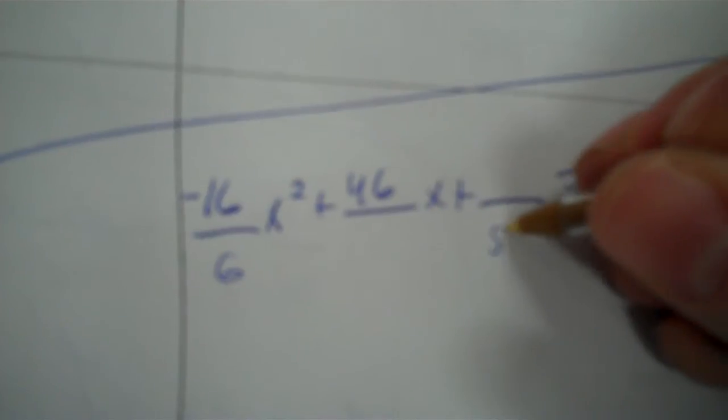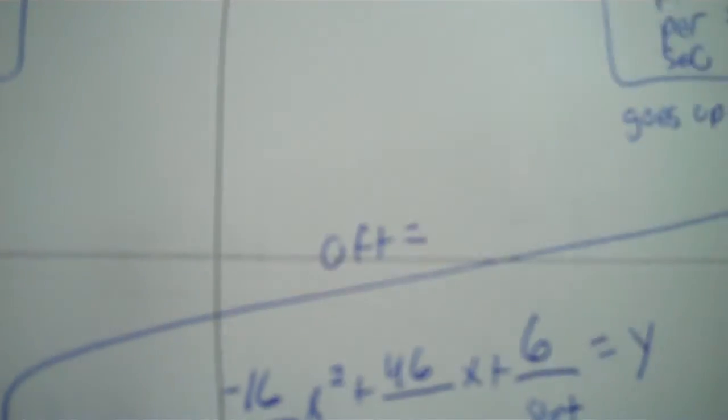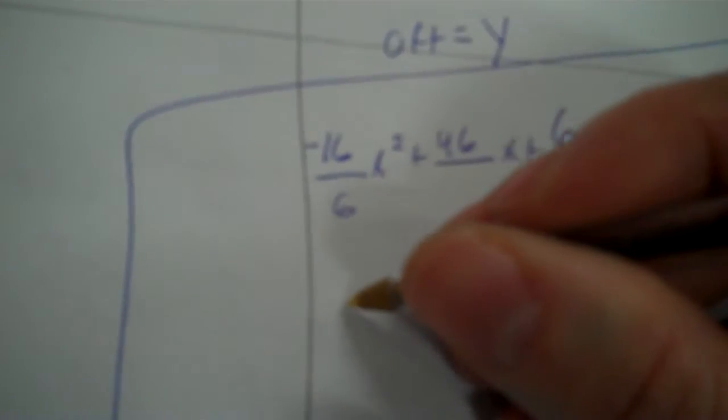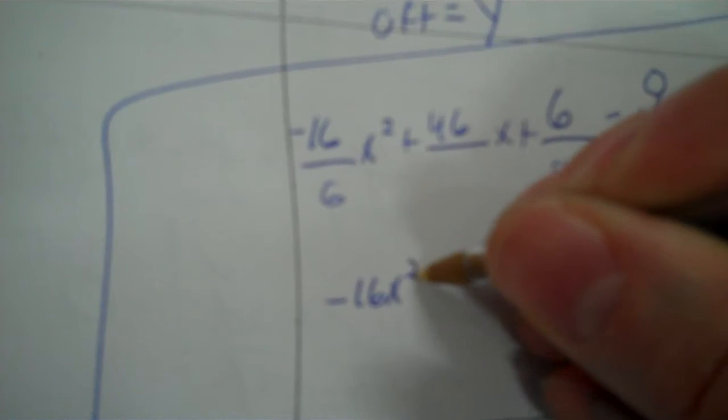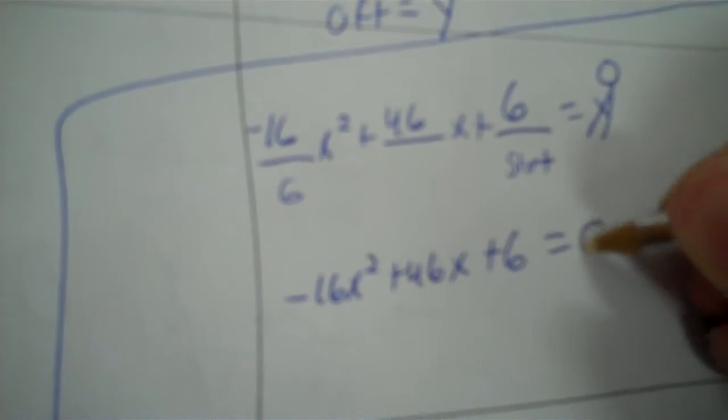So this is your gravity. This is your velocity, 46. Now the starting height is not 0, it's 6. Now we still insert that 0 feet on the other side of the parabola, on the downside, equal to y. So now write that. Now you got negative 16x squared plus 46x plus 6 equals 0.